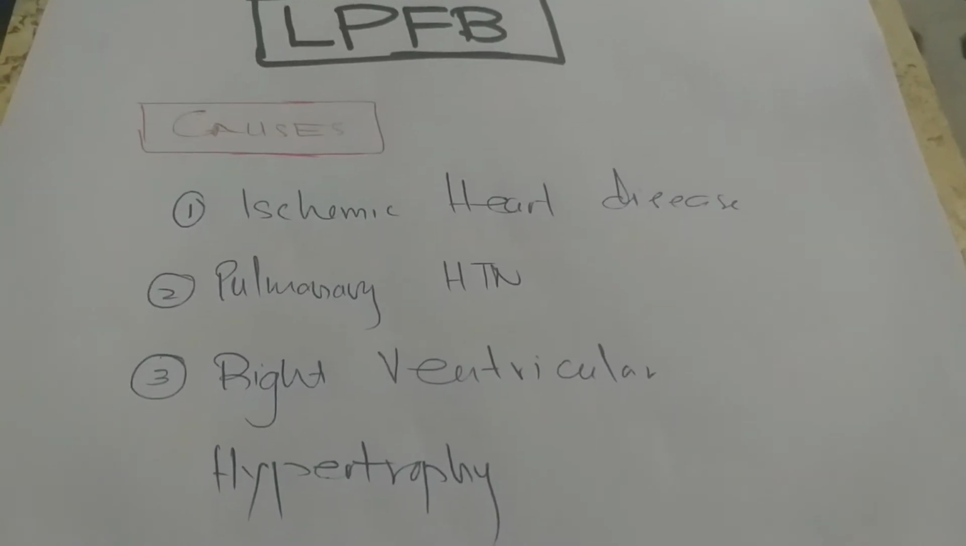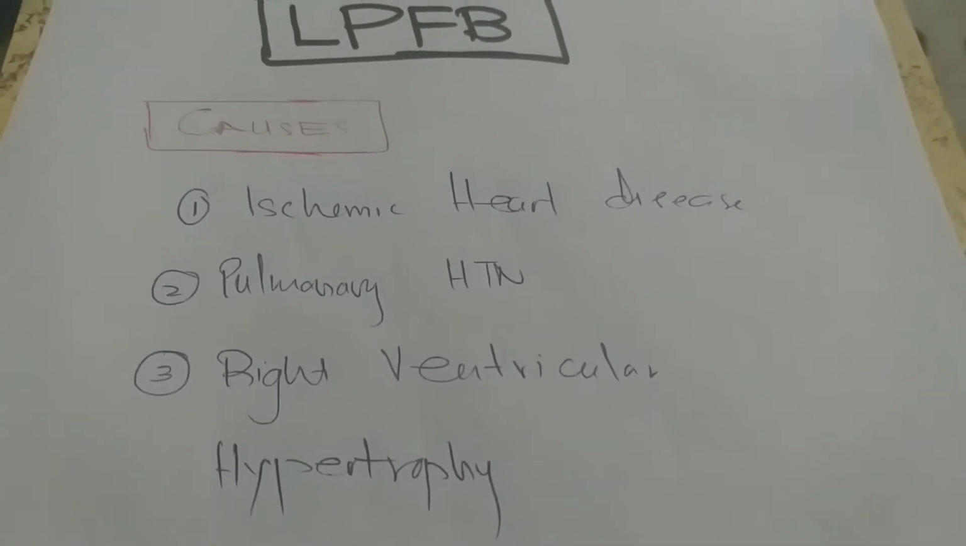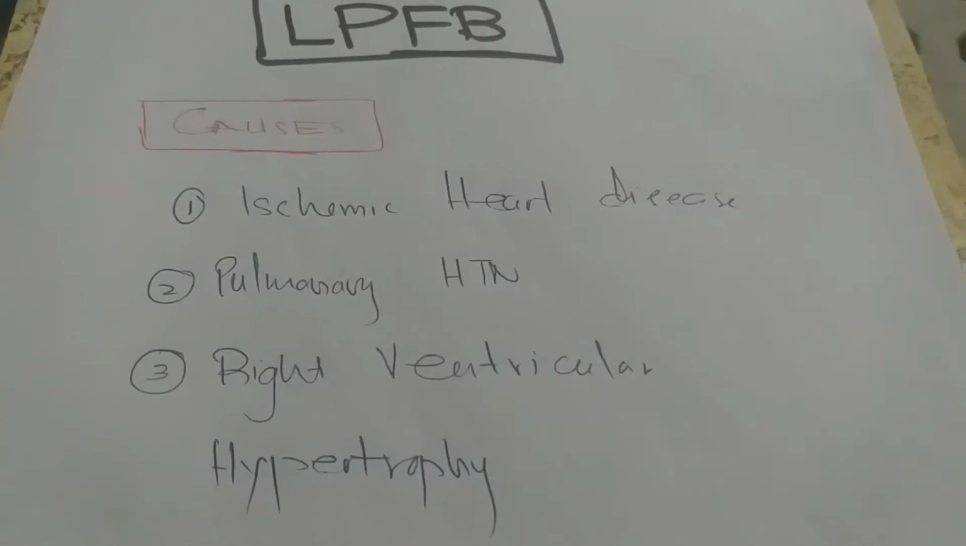The most important cause would be ischemic heart disease. There can be pulmonary hypertension. There can be right ventricular hypertrophy. So now we have covered the bundle branch blocks in total.